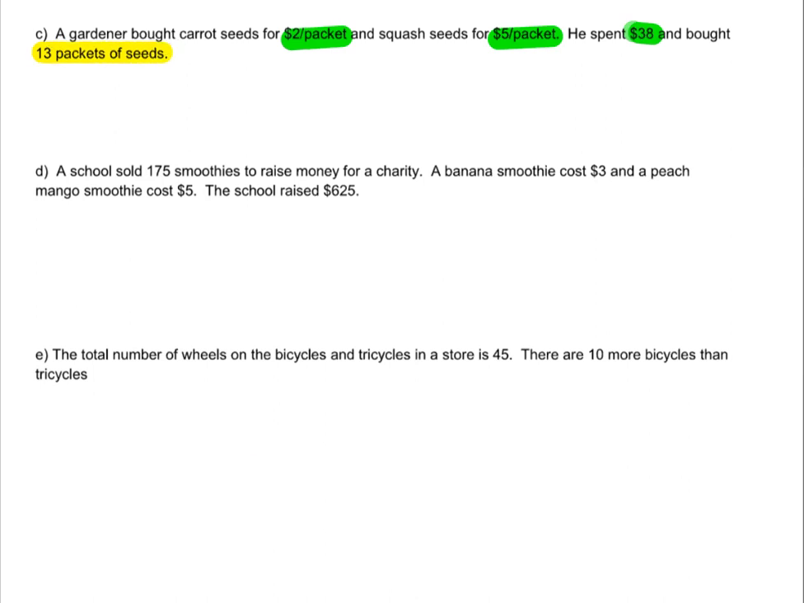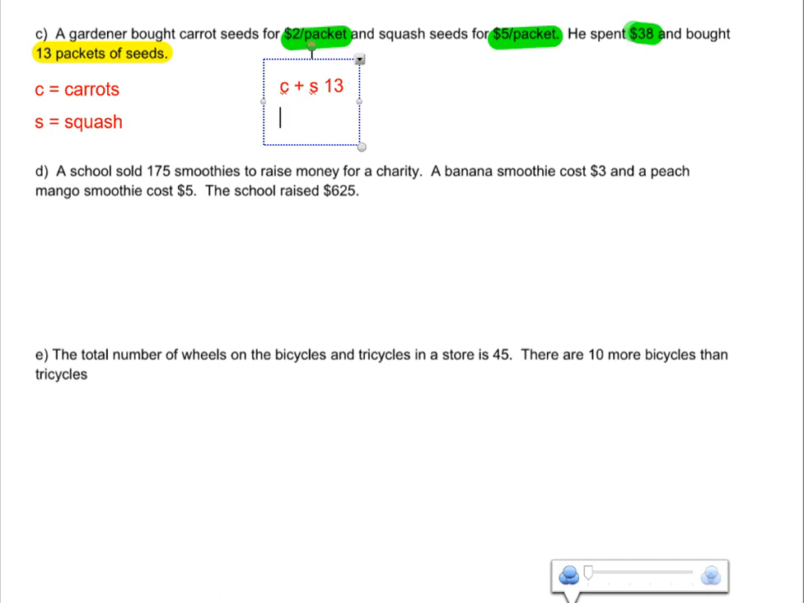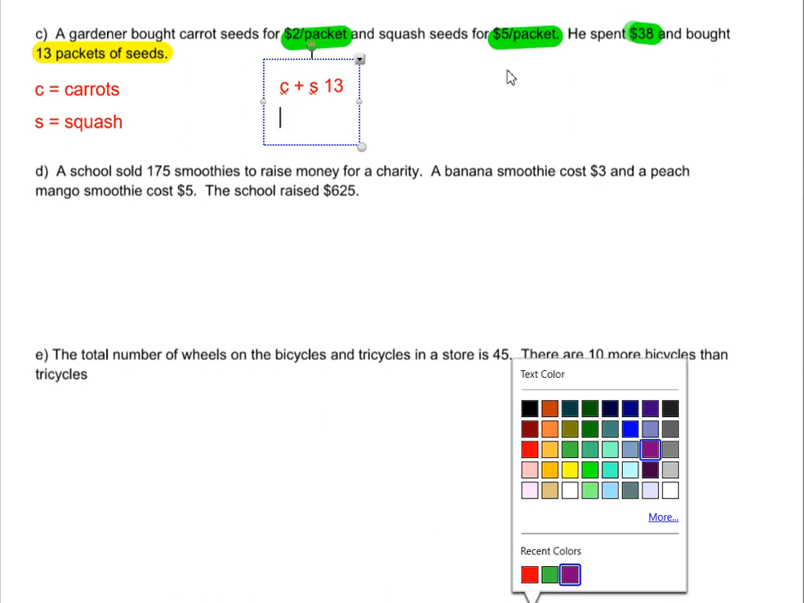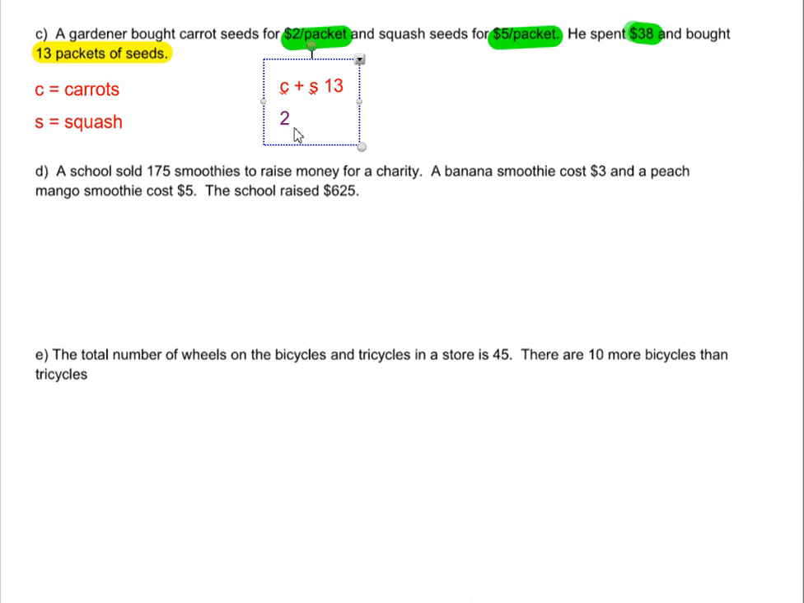So I'm going to have a let statement where I'm going to say C is equal to carrots, S is equal to squash, and I know that if I took my amount of carrots plus the amount of squash ones I bought, I'm going to get 13 packages total. Now I'm going to see how much money I spent in total. Well, I know I spent $38. So carrots are $2 a package, so 2 times C, plus the $5 per package for squash times the number of squash packets is going to equal $38.